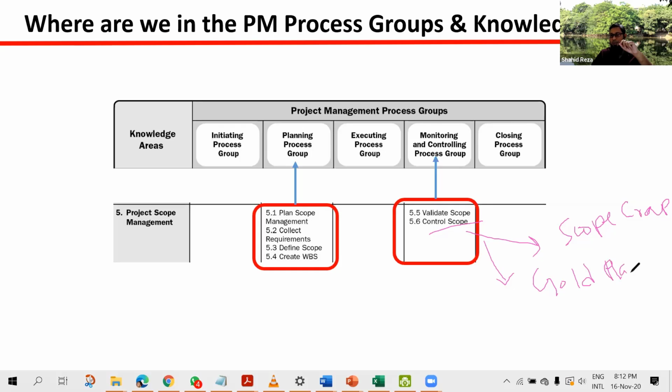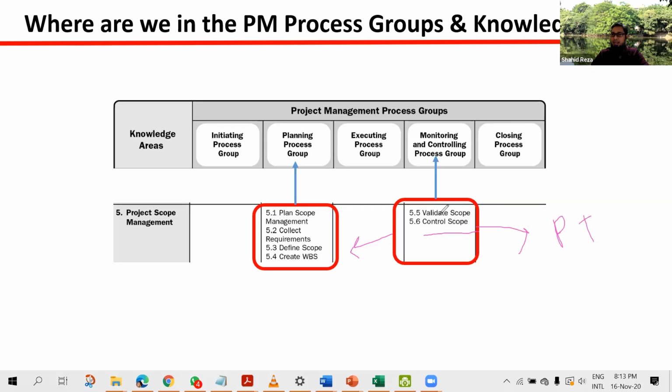Another word, gold plating. So what is gold plating? Say the customer asks for this thing, but as a project team we are delivering extra, this much extra. That means we are gold plating. We are delivering extra that is not asked by the customer. So in control scope, we have to ensure we are not delivering anything extra that is not asked by the customer. So these two things are another responsibility of control scope. And control scope is done by the project team, so that it doesn't exceed the baseline.